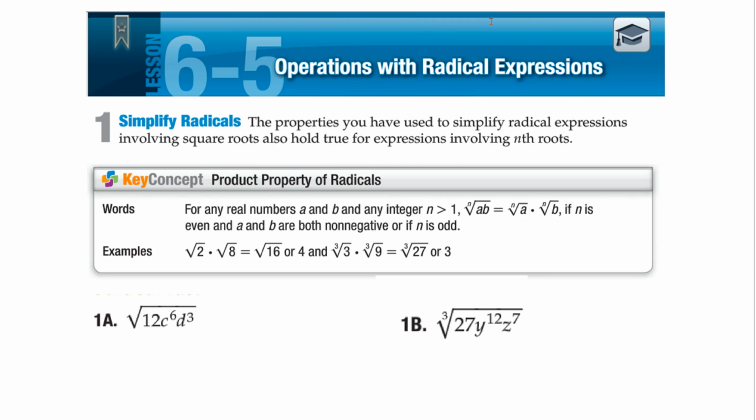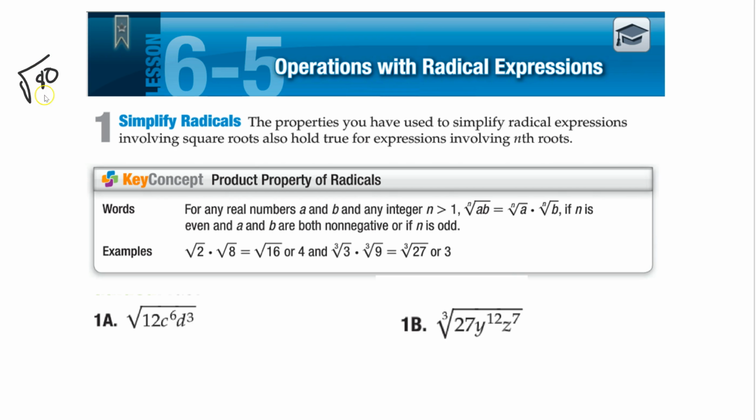6.5 Operation Radical Expressions. What's the difference between this lesson and the last one? Life isn't easy. That's the difference. The last lesson, it was all nice and everything factored out evenly. Not anymore. So now we're going to have stuff like radical 80. You have to break it down.